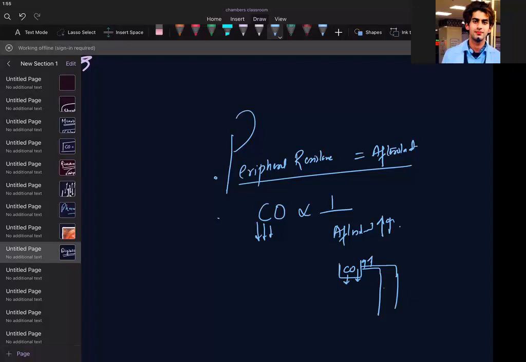And if you try to vasodilate, if you give an arteriolodilator, any vasodilator, what will happen? Resistance will decrease. That means blood will move more like a river, isn't it? Suddenly you have dilated the vessel and then blood will rush out.